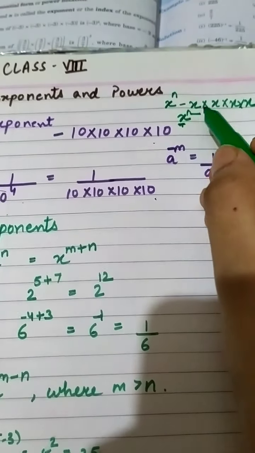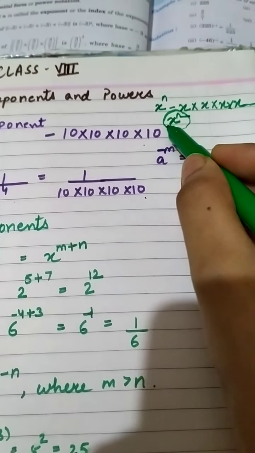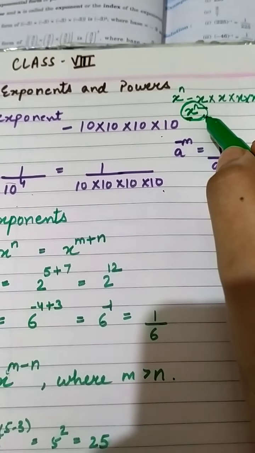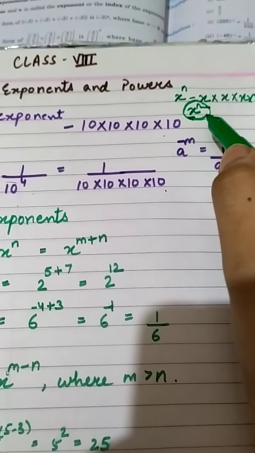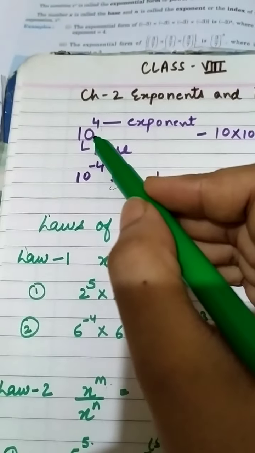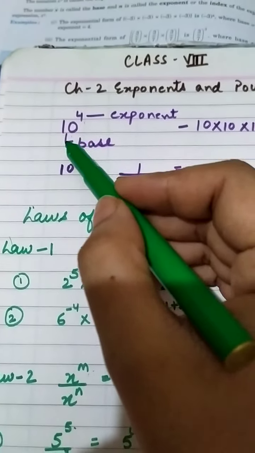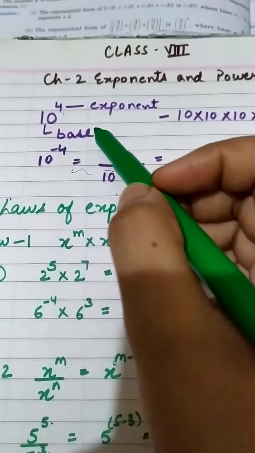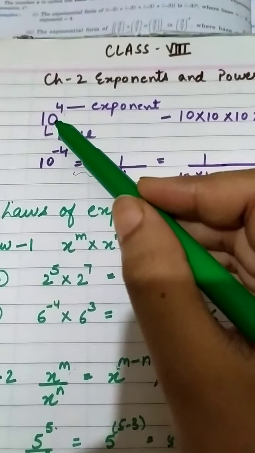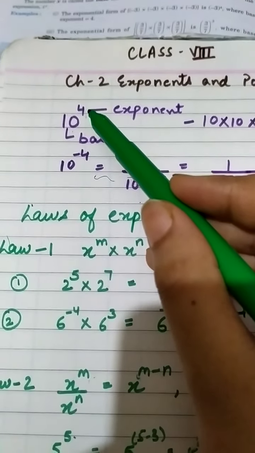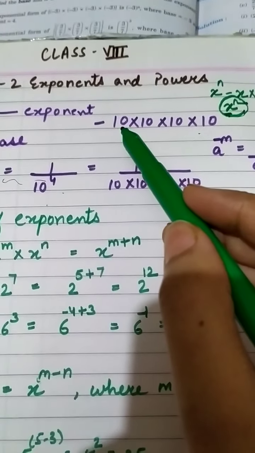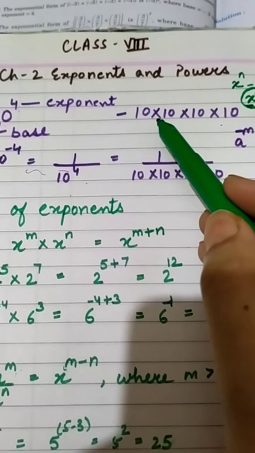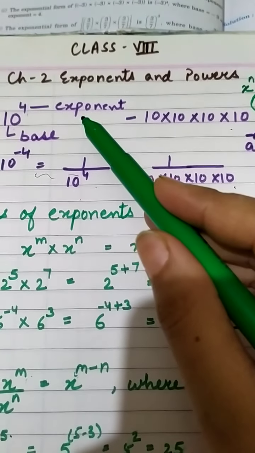This whole notation, x raised to the power n, is called the exponential form or power notation. Suppose 10 raised to the power 4. Here 10 is called the base and 4 is called the exponent. How will we write this? 10 raised to the power 4 is 10 multiply 10 multiply 10 multiply 10, that is, 10 multiplied 4 times.